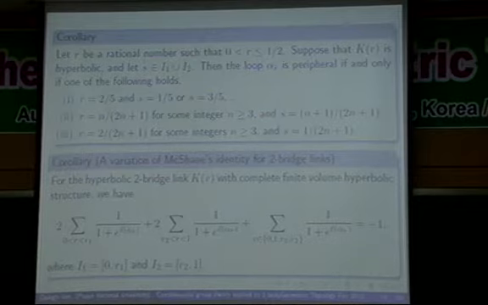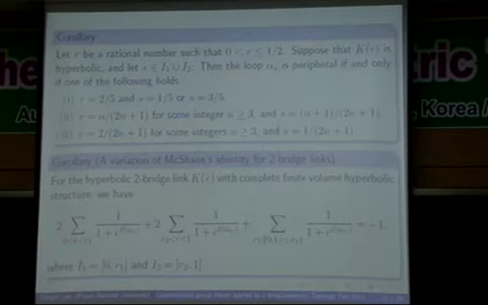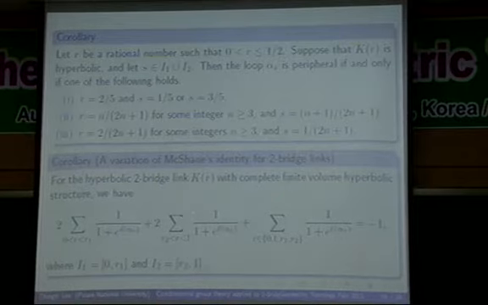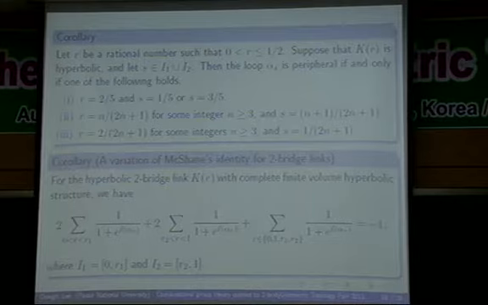So for each R, we see that there are only finitely many peripheral essential simple arcs. Then by the reason which I mentioned in the introduction, we have the following variation of the Ohtsuki identity for tangle links. So for the hyperbolic link K of R, you actually have this identity.